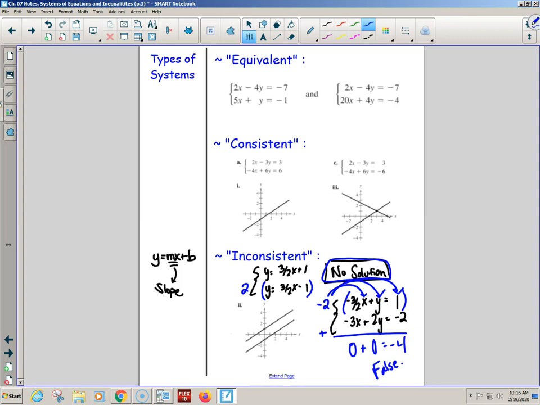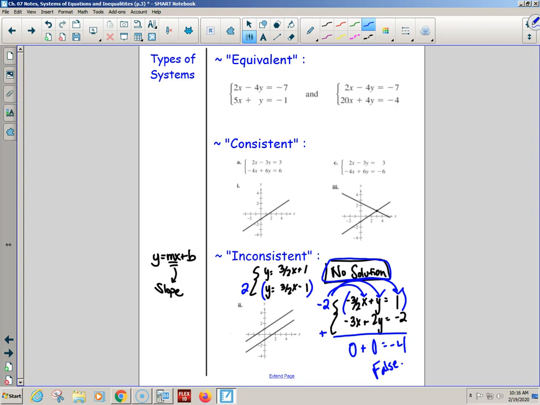That one wasn't a false statement. That was a 23. It's also possible that you might get a true statement. A false statement says inconsistent. This system is inconsistent because there's no solution even possible. And it might mean parallel lines or at least non-intersecting graphs. But there's also some weird stuff that could happen with consistent too.